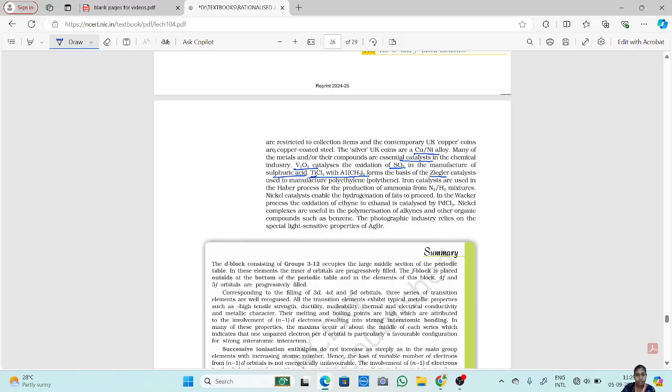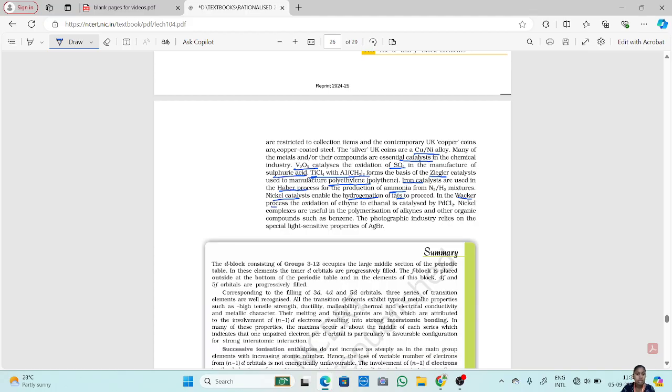Here you can see titanium is used, which is a transition metal. It is used as a Ziegler catalyst, which is used for the manufacture of polythene. Iron catalysts are used in the Haber process for the production of ammonia. Now, nickel catalysts are used in the hydrogenation of fats. Then there is the Wacker process. These are the reactions that are carried out in various industries, and these are the catalysts that are used for these processes.